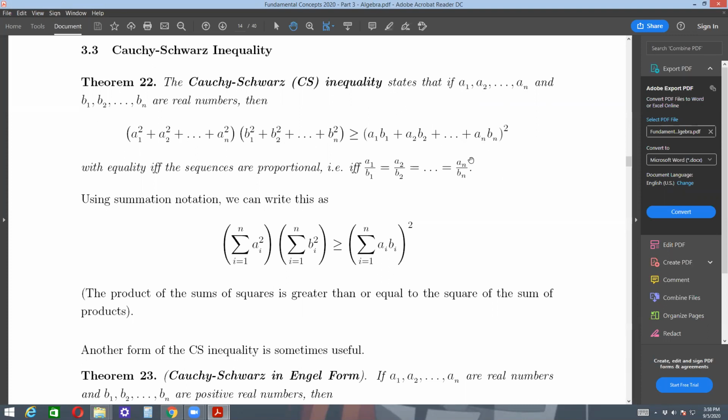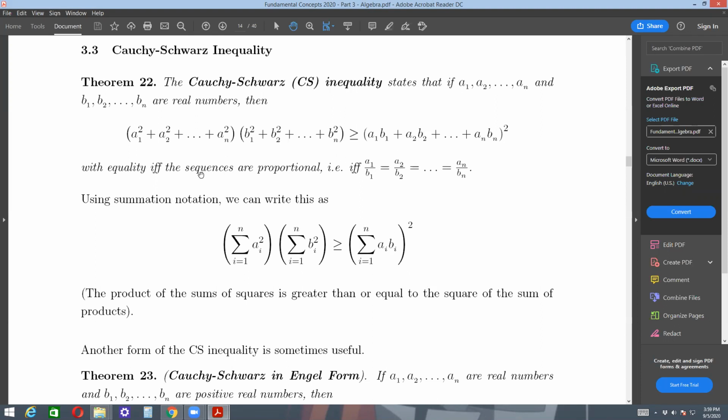So you could write it in summation notation like this. The product of the sums of the squares is greater than or equal to the square of the sum of the products. There are a couple of different ways you could prove this. You could do it by treating it as a quadratic and considering its discriminant. I wouldn't bother to try to prove it. It is true, it is something you can use.